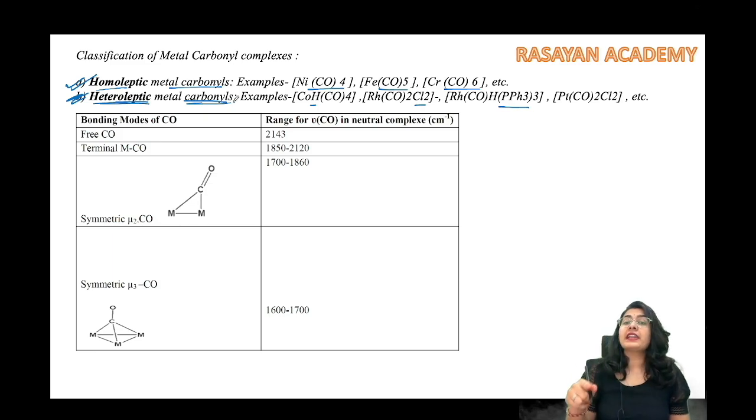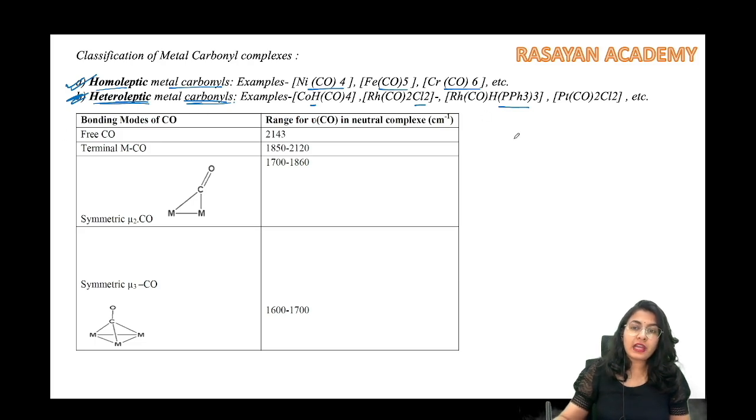अब हम चलेंगे IR frequency में. See, we are going to talk about all the important spectroscopic parts: the IR spectrum, the proton NMR spectrum, the 31 phosphorus NMR, all these important things. So let's talk about the structure.